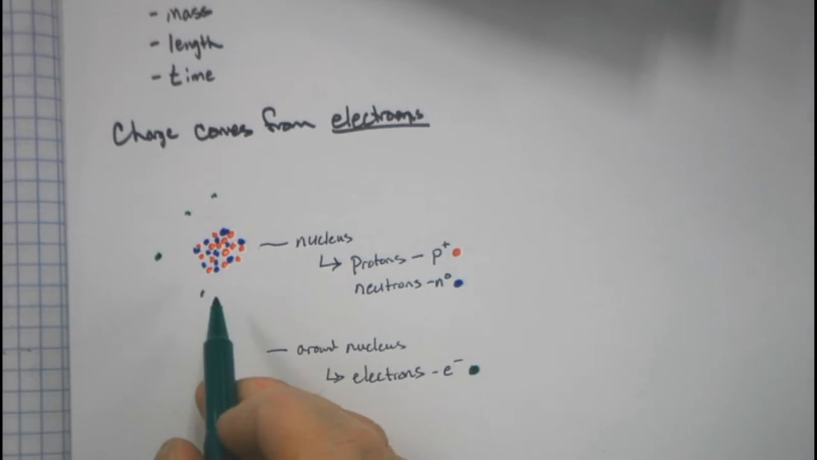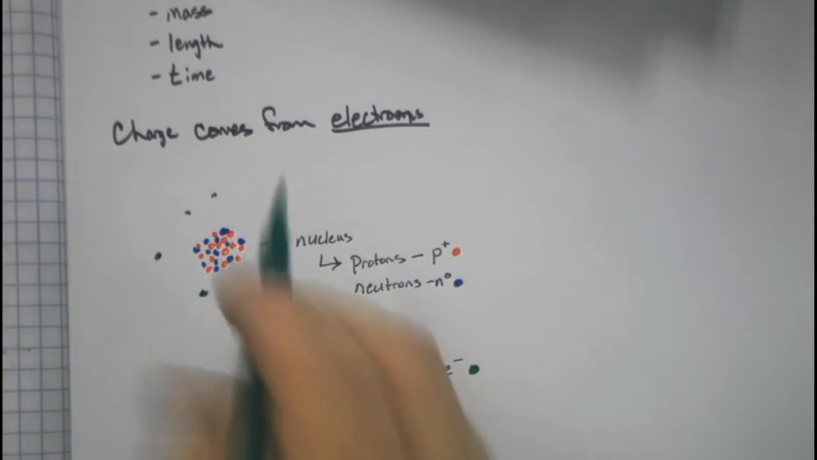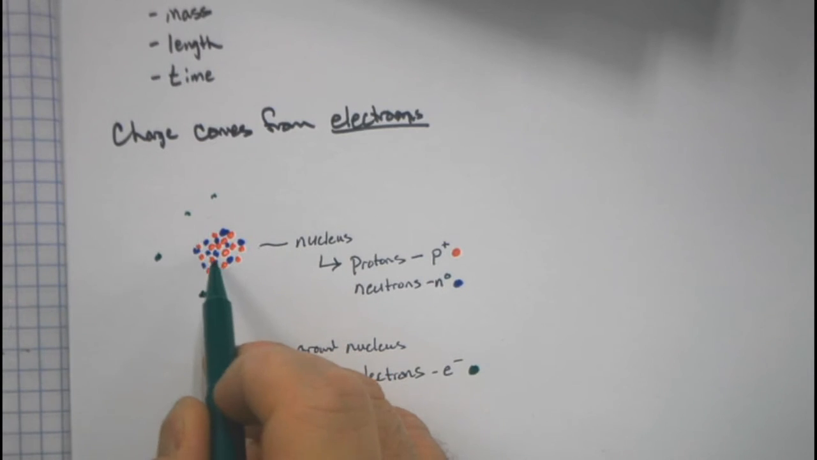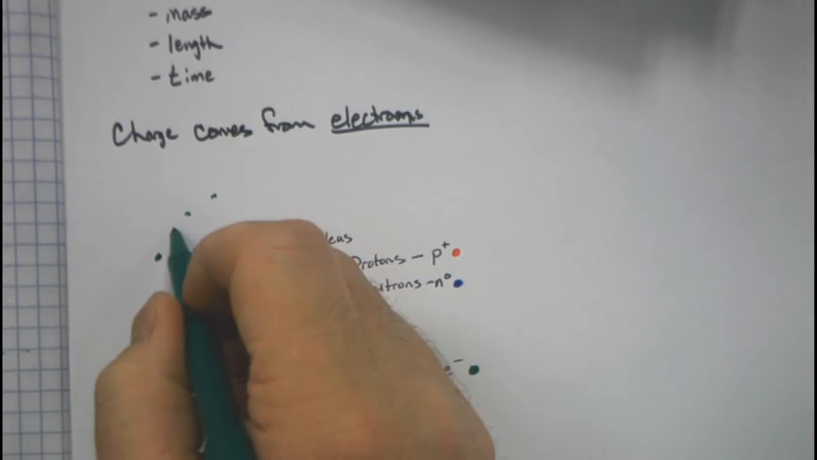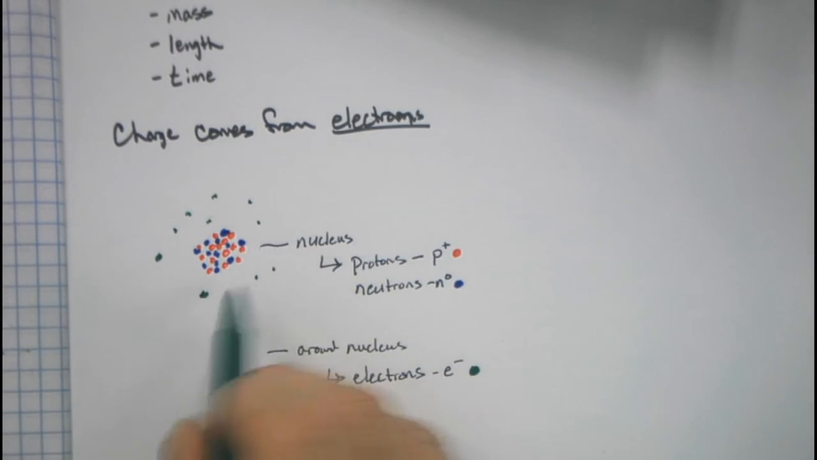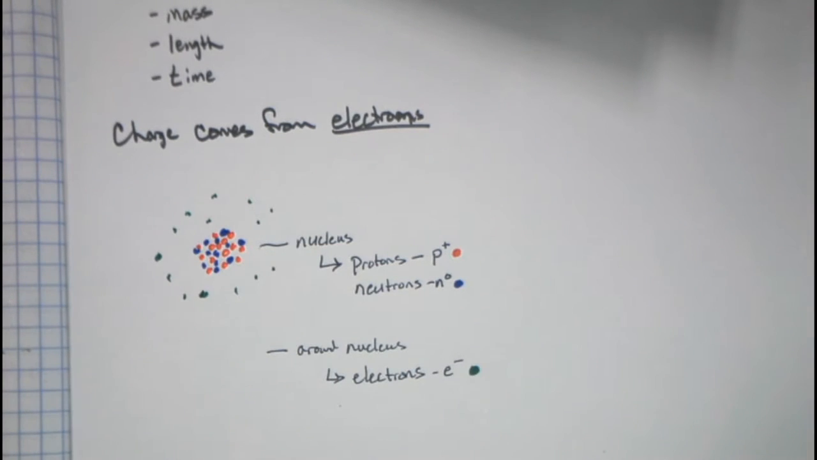Now, if this is a normal atom, we're going to have a balanced amount of charge. How many reds did I draw here? 5, 6, 7, 8, 9, 10, 11, 12, 13, 14. So this is going to have 14 electrons around it. There is a pattern to how they're distributed, but again, that's not our worry right now.